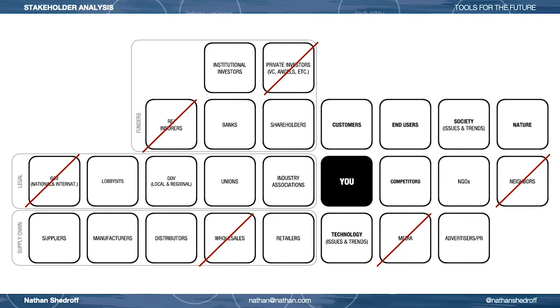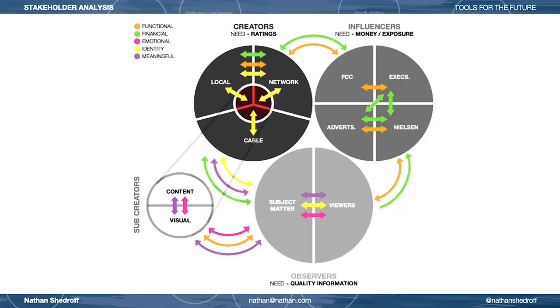The next step is to map the 5 different kinds of value: functional value, financial value, emotional value, identity value, and meaningful value across those stakeholders with particular attention to the direction of the value flow. When you're done mapping this value, you'll have a much clearer understanding of how value moves within your ecosystem.